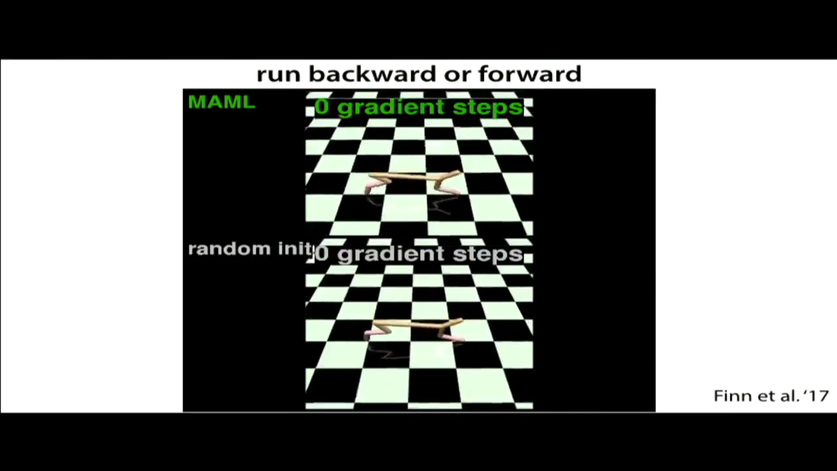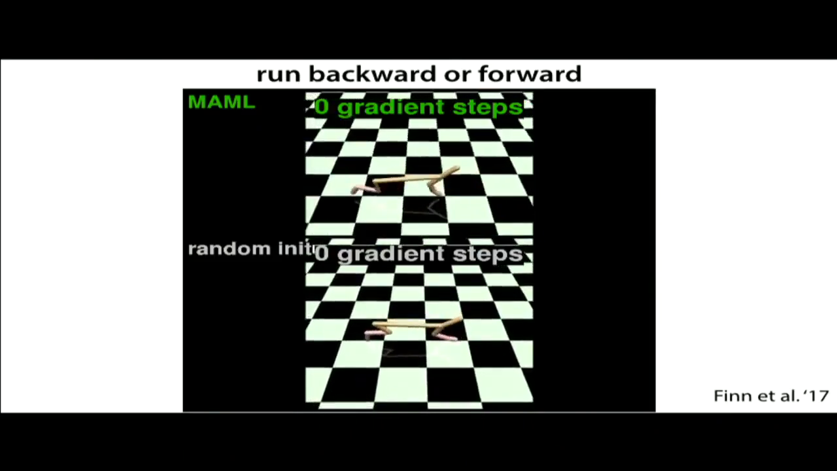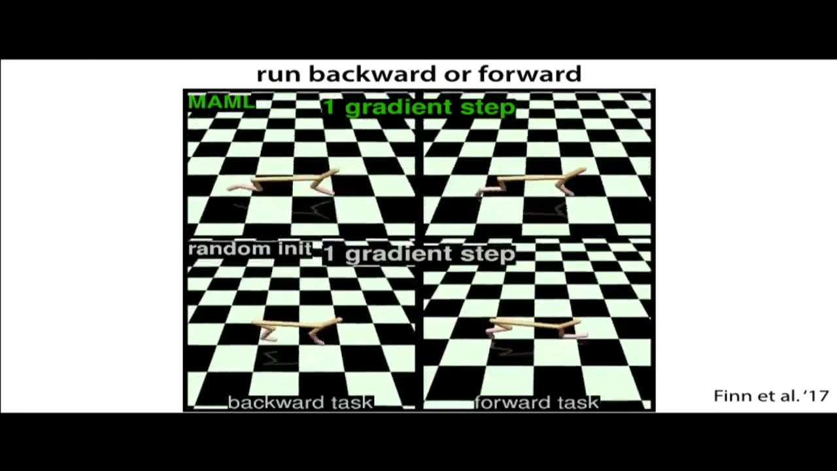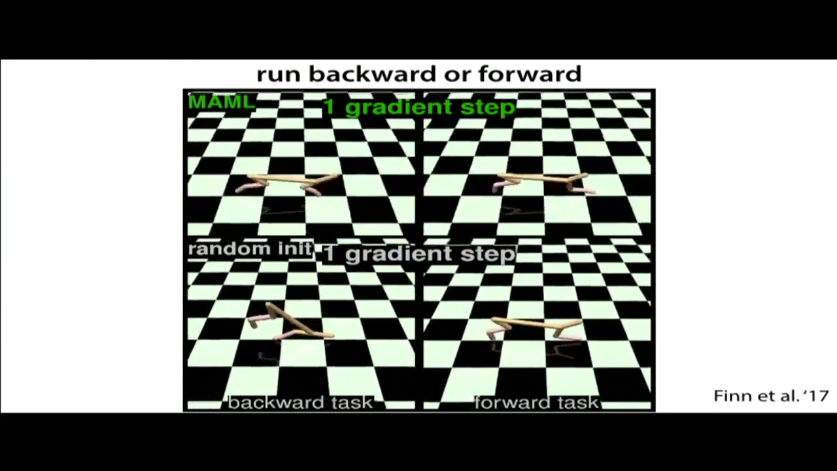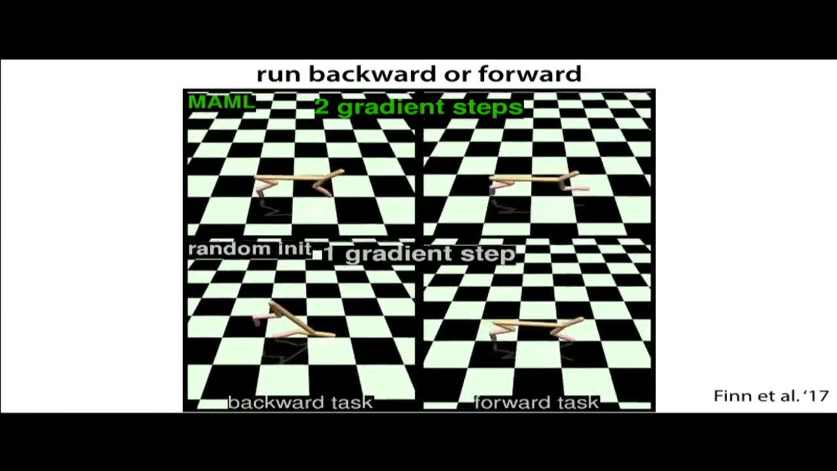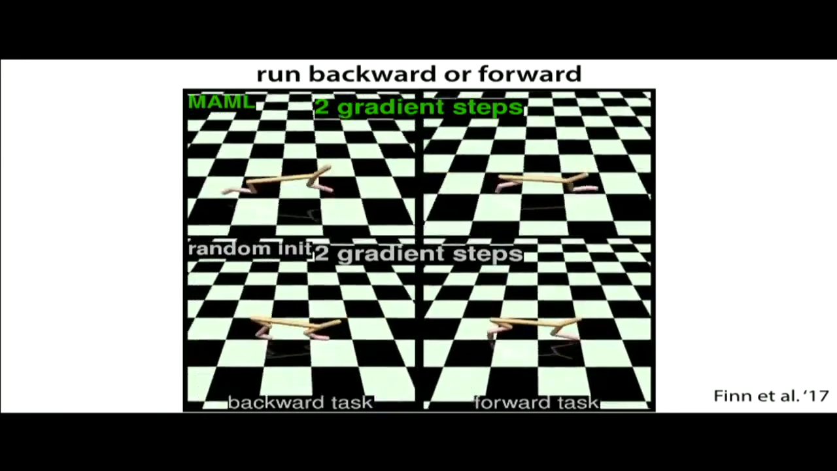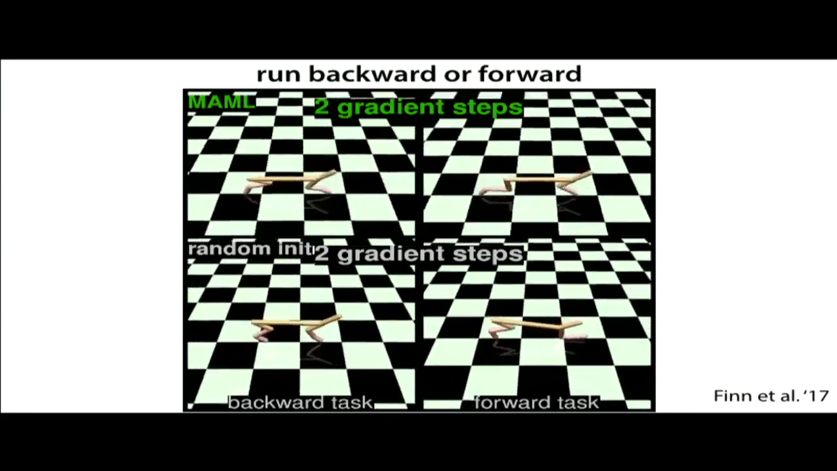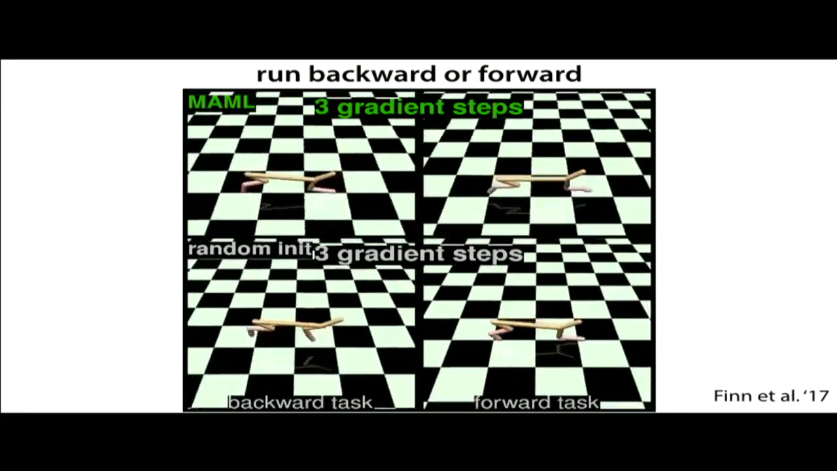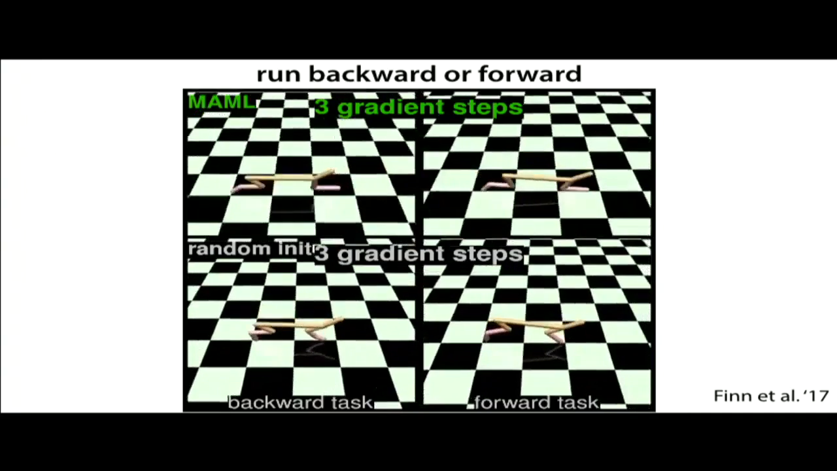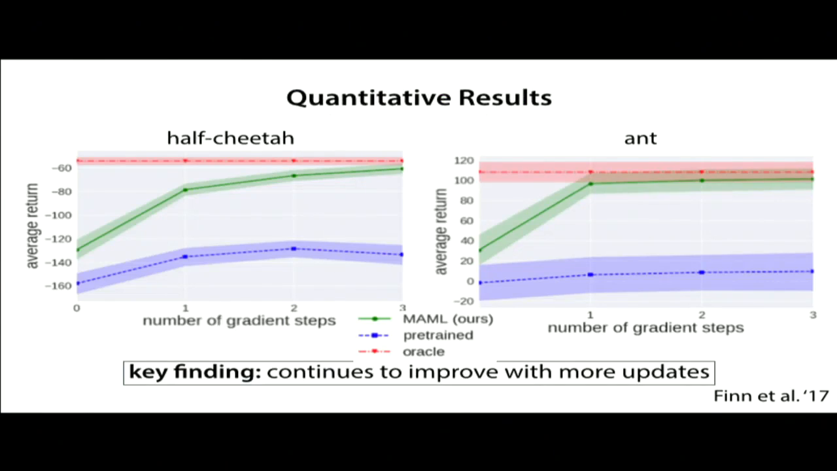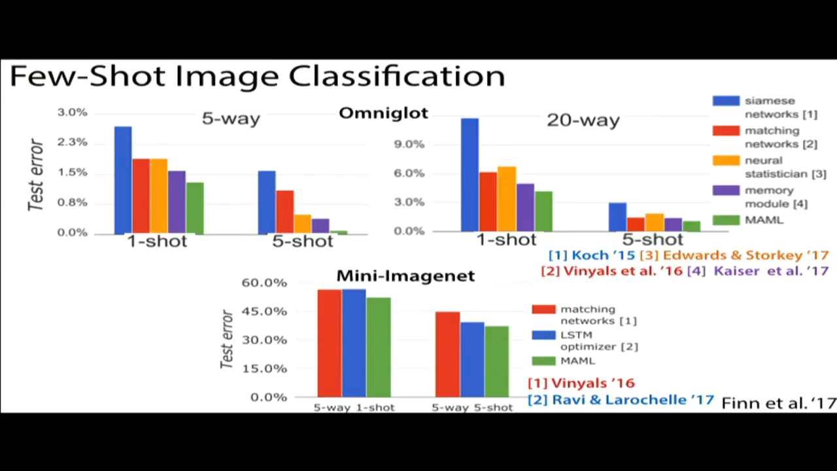And then likewise, we can do the same thing for running forward and backward. So this is the policy before any gradient updates. And then just after a single gradient update, model-agnostic meta-learning is able to learn a policy that quickly adapts its behavior to go forward or to go backward. Whereas random initialization isn't able to effectively achieve these sorts of gaits. I'll skip over this. You can also apply this method to supervised learning problems and compare it to a lot of the literature that I mentioned before. And it turns out that this method is able to outperform those methods on the few-shot image classification problems.